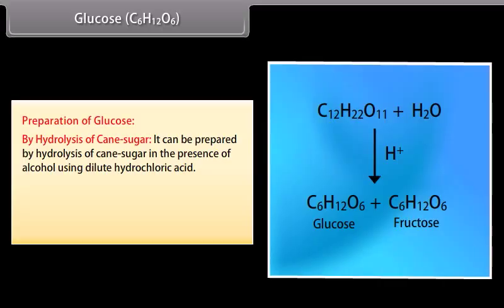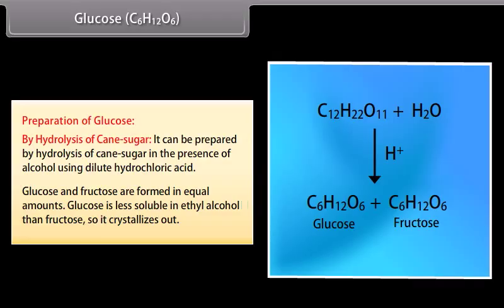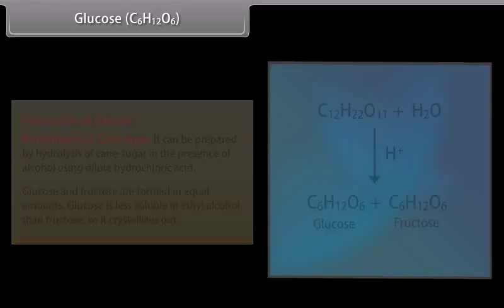The methods of preparation of glucose are as follows. By hydrolysis of cane sugar. It can be prepared by hydrolysis of cane sugar in the presence of alcohol using dilute hydrochloric acid. Glucose and fructose are formed in equal amounts. Glucose is less soluble in ethyl alcohol than fructose, so it crystallizes out.